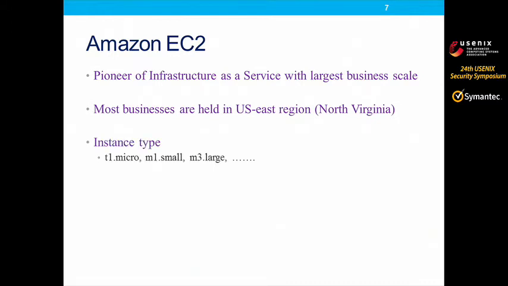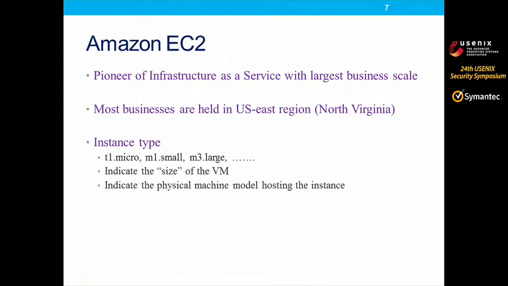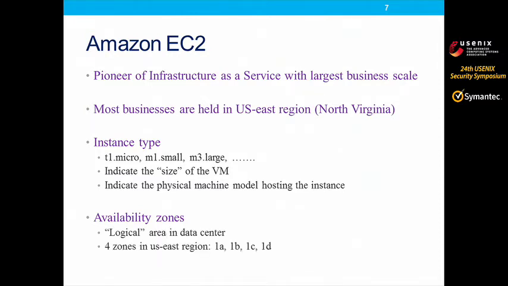In EC2, each instance has a certain type, such as T1.micro, M1.small, or M3.large. And such type will reflect the size, or say the computational power, of the instance. And the prefix, such as T1, M1, or M3, will indicate the model of the physical machine that hosts the instance. In EC2, there is also a concept called availability zone, which is basically a logical partition of the cloud.